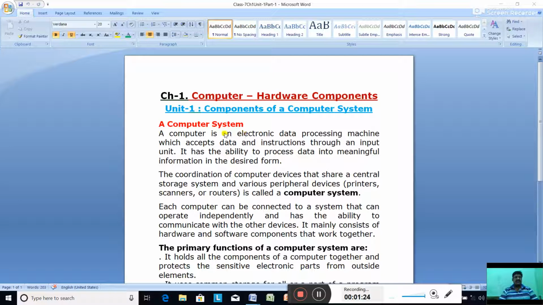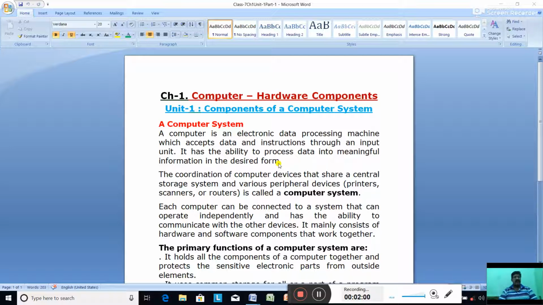Now, the first topic is the computer system. What is a computer? A computer is an electronic data processing machine which accepts data and instructions through an input unit like keyboard and mouse. It has the ability to process data into meaningful information in the desired form. According to our wish, we can get the output in the desired form.